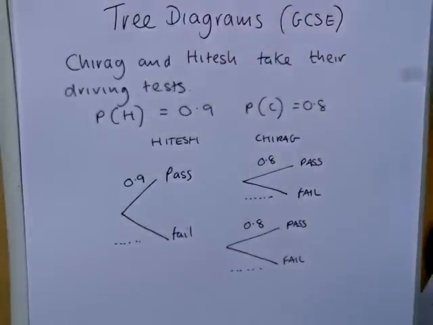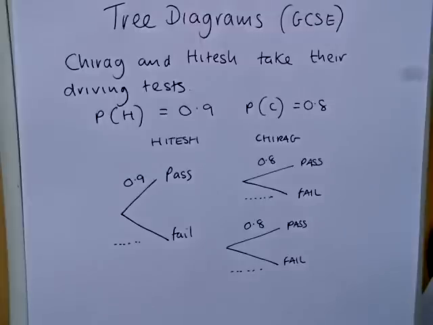Here's a classic GCSE type tree diagram question. So they tend to be 2 by 2 tree diagrams. We tend to be given information that's independent, which basically means that the results on one branch don't affect the results on another. In this case, we're told that Shirek and Hitesh are taking their driving tests.